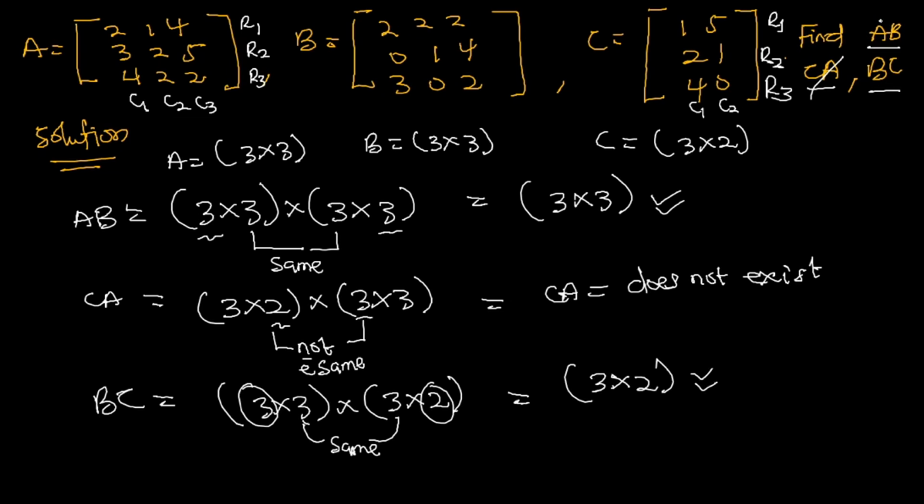So for our AB, we are expecting a 3 by 3 matrix. Let me write it over here. And then for BC, we are expecting what? A 3 by 2 matrix. All right, so let me clean this side and then we write our solution.